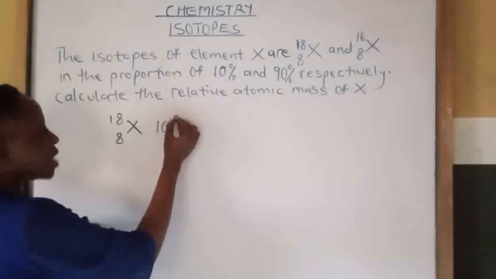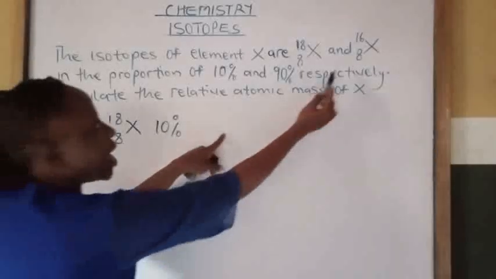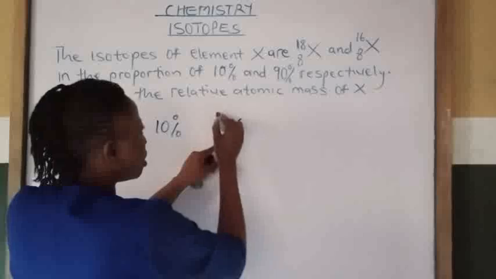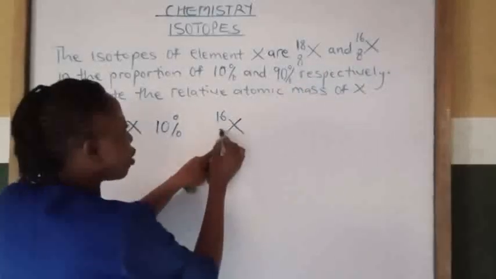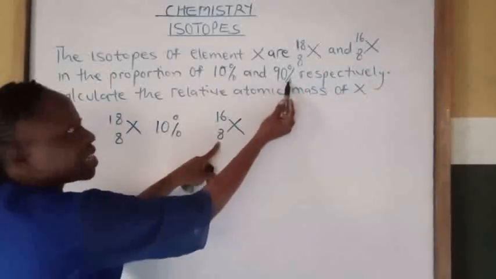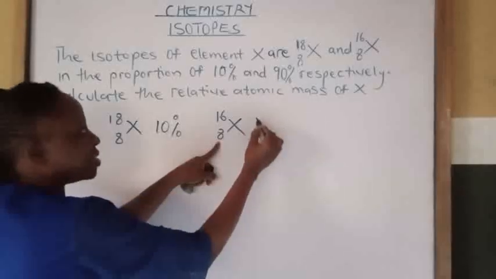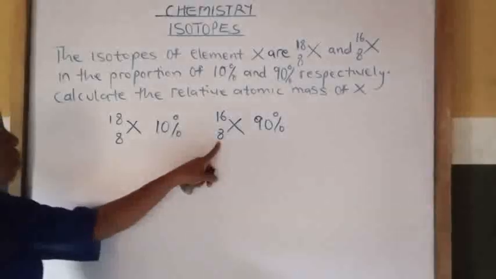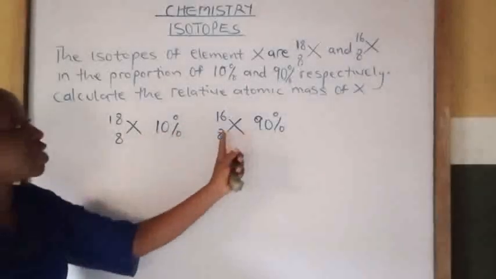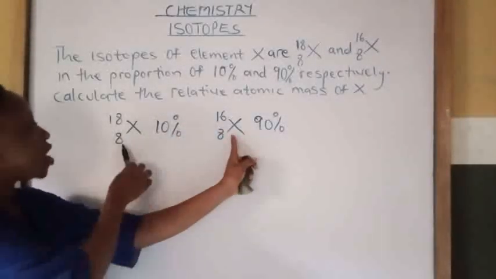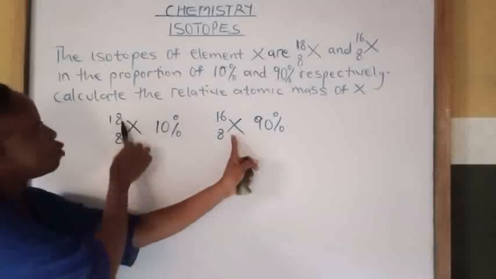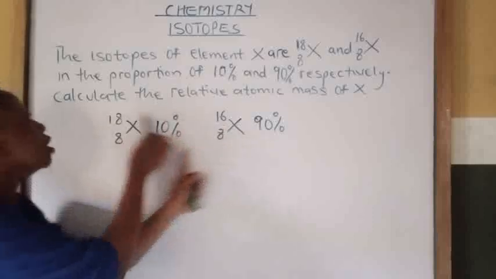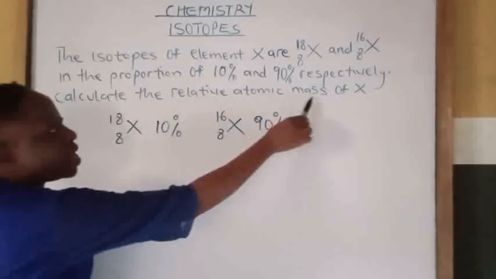So the first one is 10%, then the second element has a mass number of 16 and atomic number of 8. So the percentage by mass of the second element is 90%. So the two elements are isotopic in nature. Why? Because they have the same atomic number with different mass number. So we are looking for the relative atomic mass.